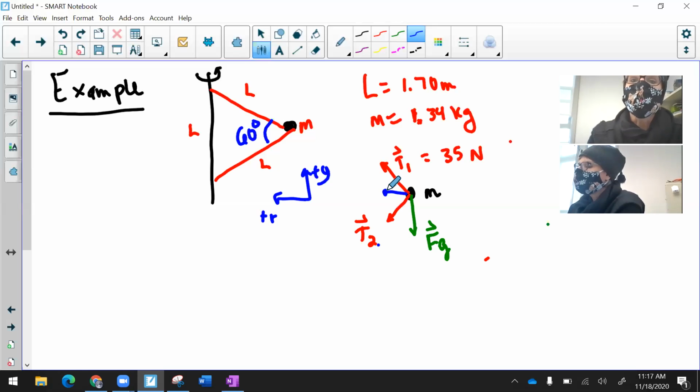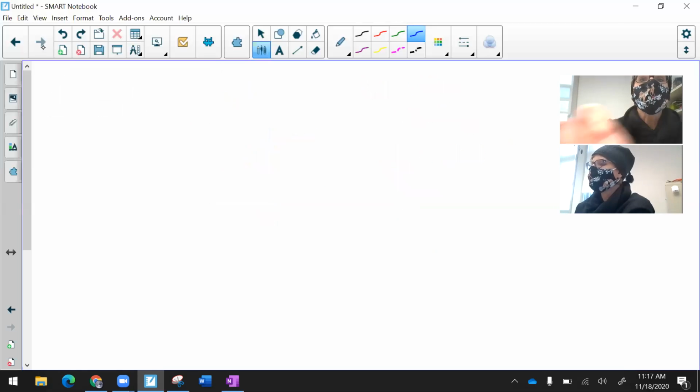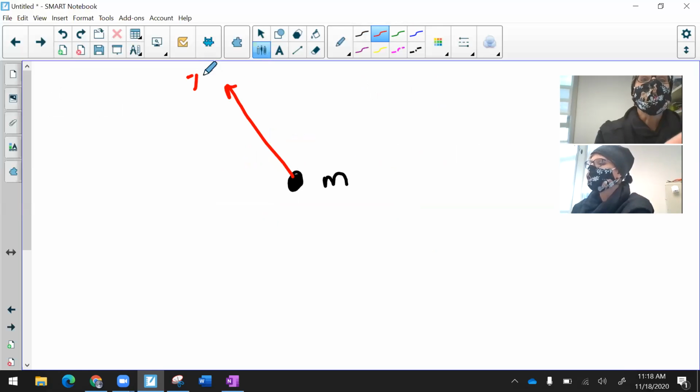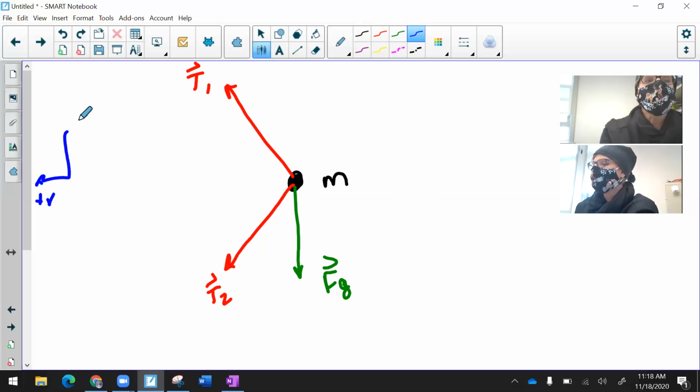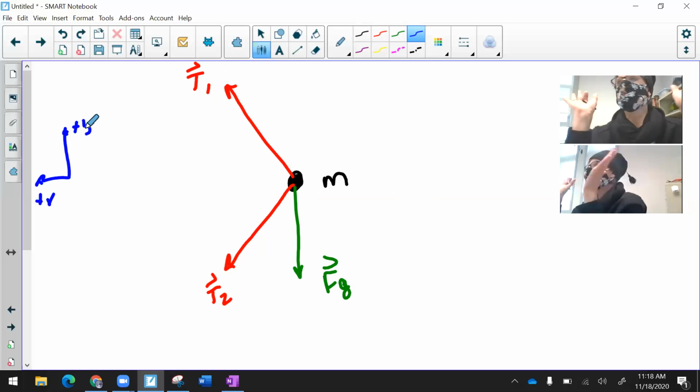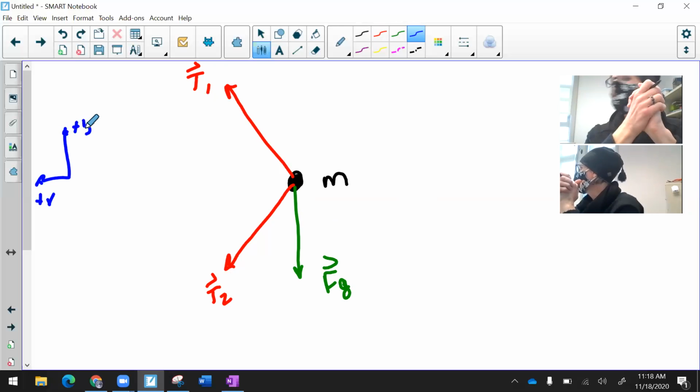So I'm going to have my components here, T1y, T1r, kind of hard to see. In fact, I'm just going to go to another page and make my free body diagram bigger. You do not have to do that. So here's going to be T1, here's going to be T2, here's going to be Fg, here's plus R and plus Y. You don't have to redo this if your picture is big enough. Okay.